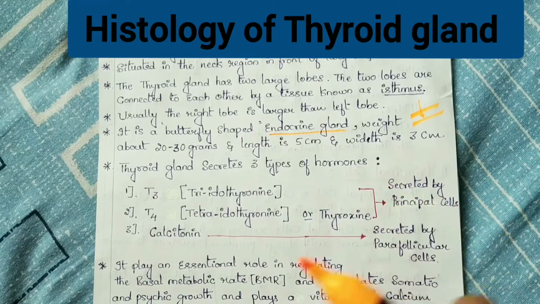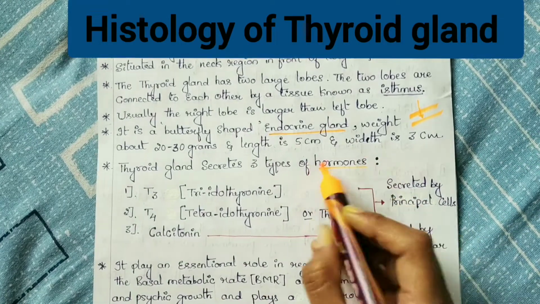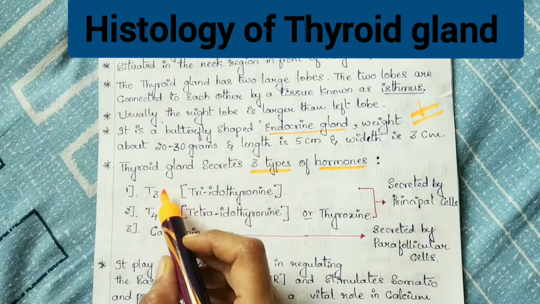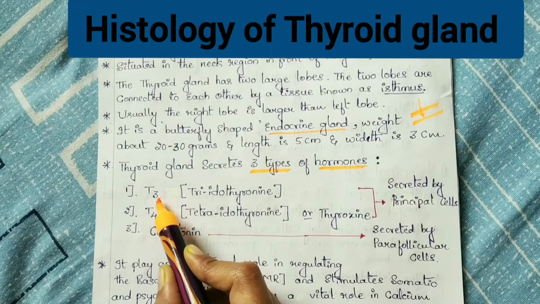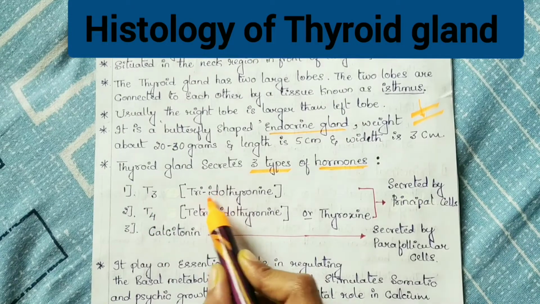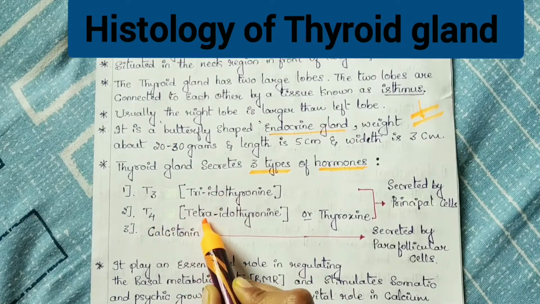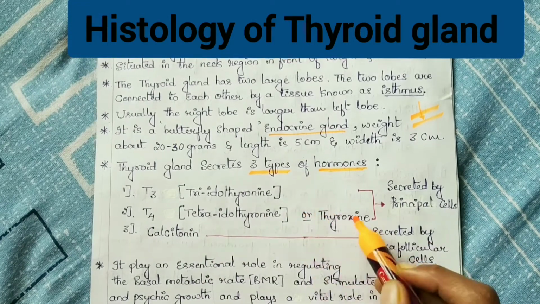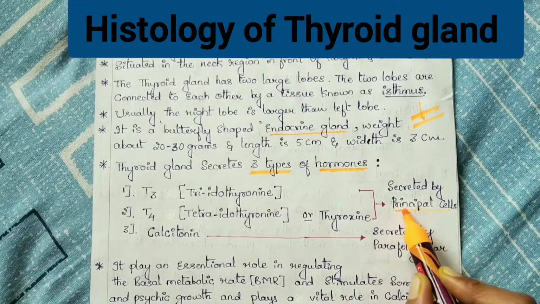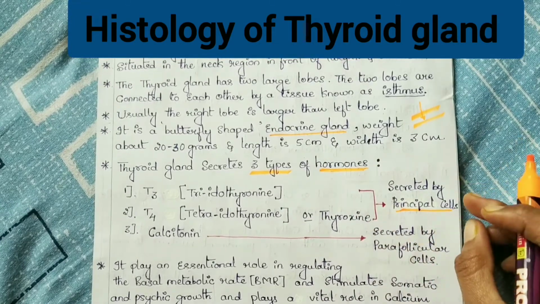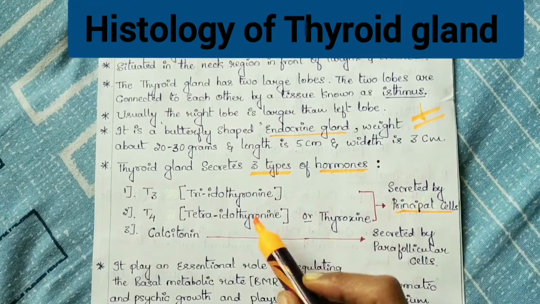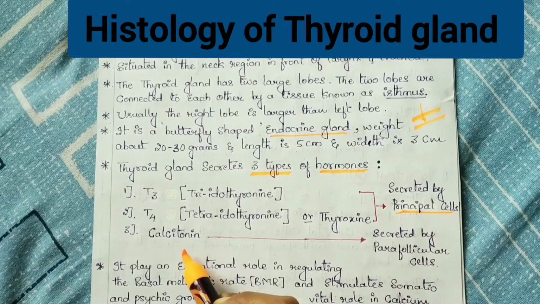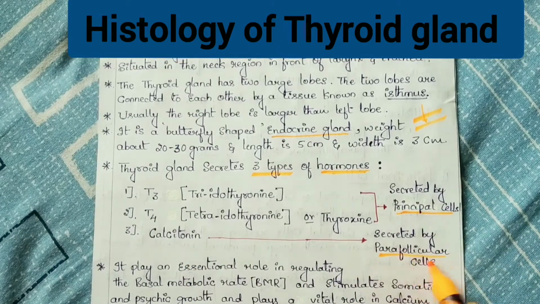As I said, this is the endocrine gland which secretes hormones. It secretes three types of hormones: T3, T4 and calcitonin. T3 is also called triiodothyronine, and T4 is called tetraiodothyronine, also called thyroxine. These two are secreted by cells called principal cells. Don't worry about this, I will explain what these principal cells are. For the time being, just remember T3 and T4 are secreted by the principal cells of the thyroid gland, and calcitonin is secreted by parafollicular cells.